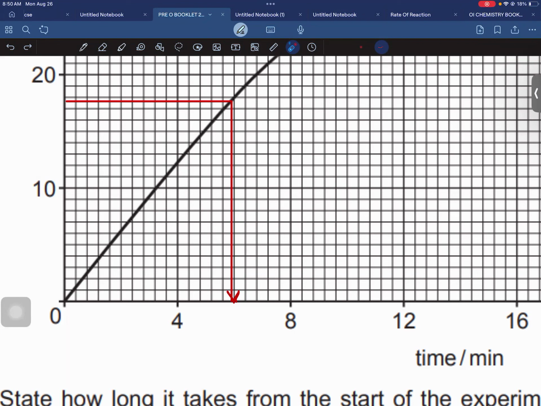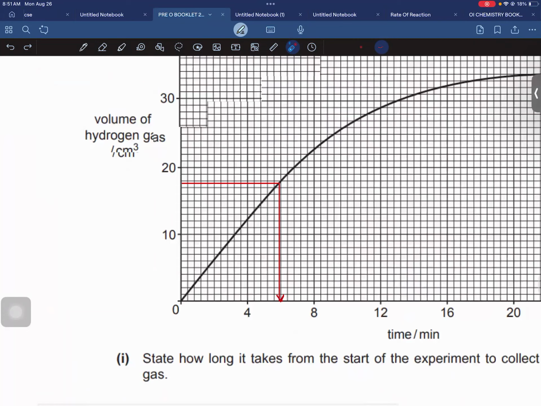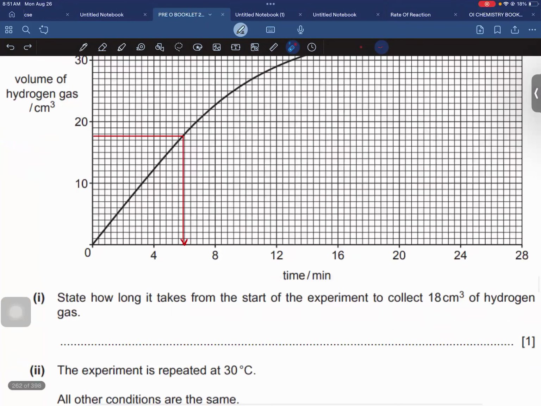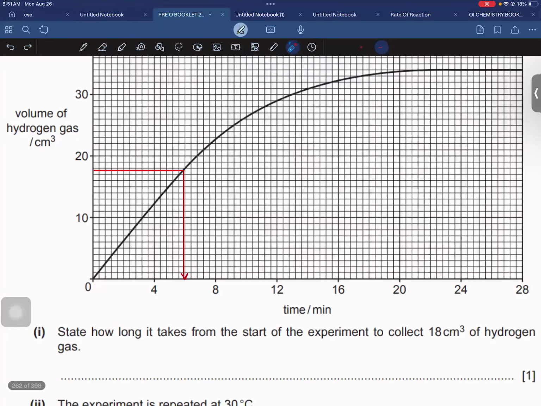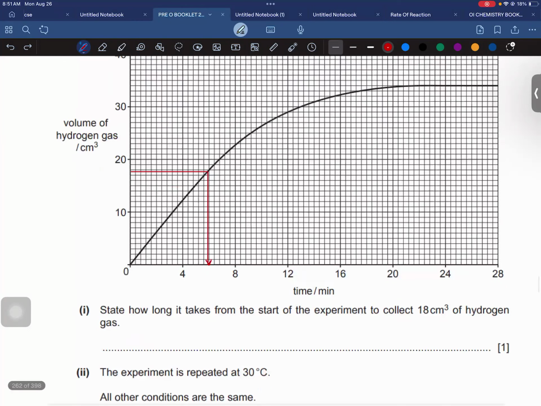Rija, can you tell me this? Yes, it should be in between, 4 to 8, so it should be around 6. So when you are going to have 18 cm cube of hydrogen gas, it would take this much time. This is very easy to determine, the time and the volume, by just using the curve.